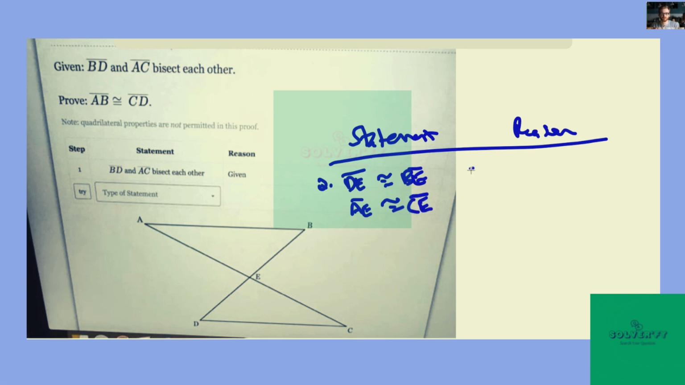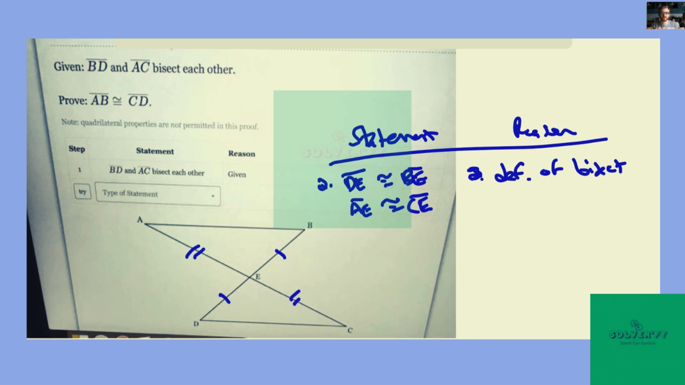And that would be by the definition of bisect, because if you were given that they bisect each other, by the definition of bisecting, you're cutting things into congruent parts, namely DE, BE, AE, CE. What else do we know?